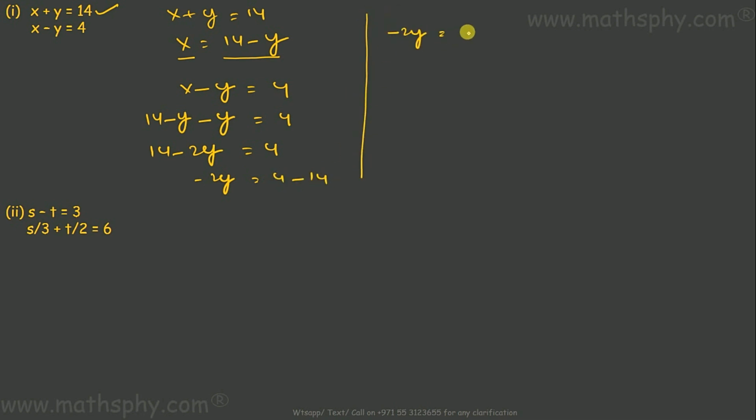Negative 2y is equal to negative 10. Negative, negative cancelled. So y is equal to 10 over 2, which is 5. I have y equals 5.